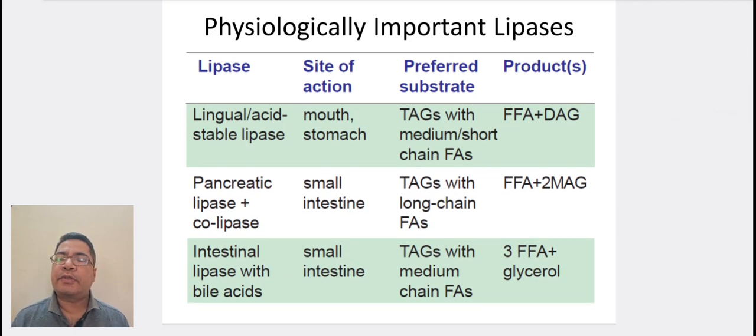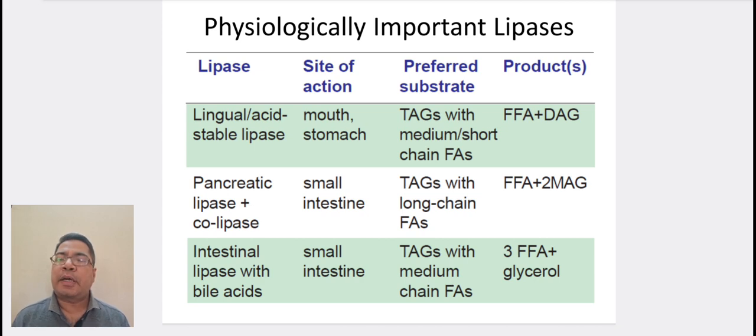Here are certain physiologically important lipases. Lingual or acid stable lipase. Its site of action is mouth and stomach. Its preferred substrate is triacylglycerols with mono or short chain fatty acids. Its products are free fatty acids plus diacylglycerol. Pancreatic lipase plus colipase. Its site of action is small intestine. Its preferred substrate is triacylglycerols with long chain fatty acids. Its products are free fatty acids plus 2-monoacylglycerol.